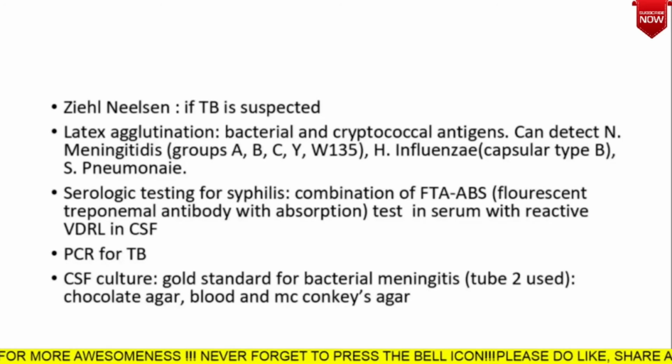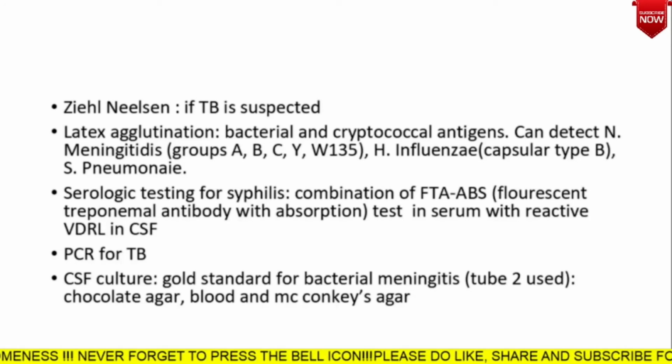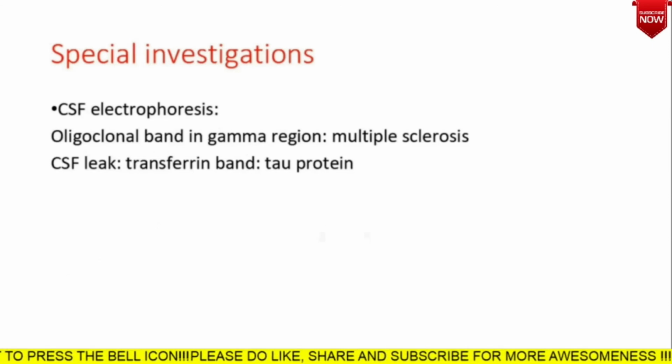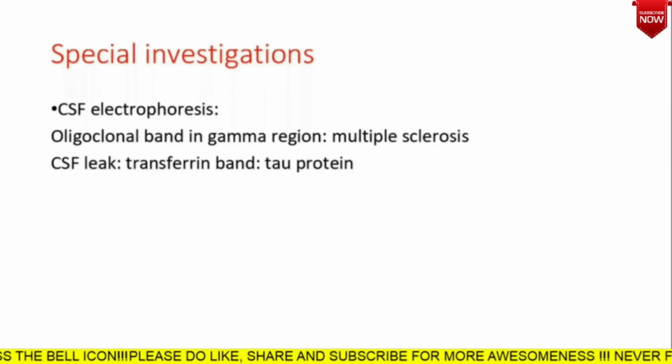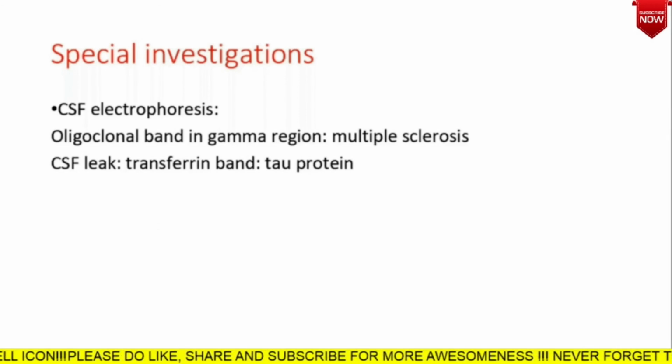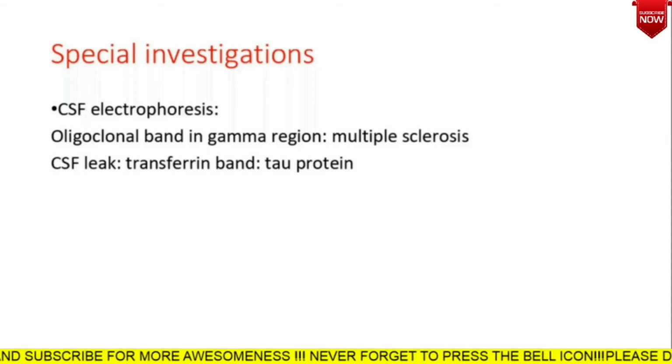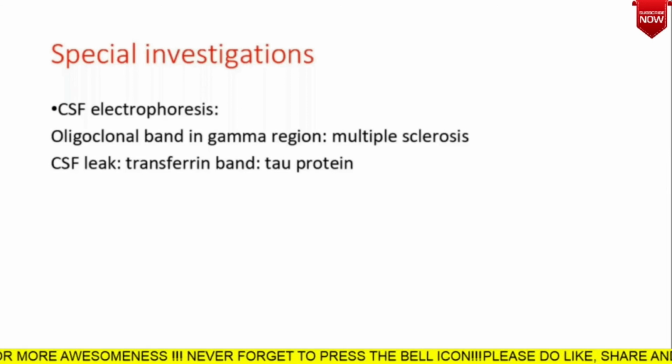And we get PCR for tuberculosis, and CSF culture is actually the gold standard for bacterial meningitis, for which we use tube 2. We can use culture media like chocolate agar, blood agar, MacConkey's agar. For fungal, we have Sabouraud's agar. Special investigations are there, like CSF electrophoresis. If oligoclonal bands are detected in the gamma region, then multiple sclerosis is most often the diagnosis. And if a patient is having rhinorrhea, some sort of transparent fluid leaking, and you want to confirm whether it's CSF or not, the transferrin band or the tau protein will come positive. That is not found in any other clear fluid. So that's how you know it's CSF.